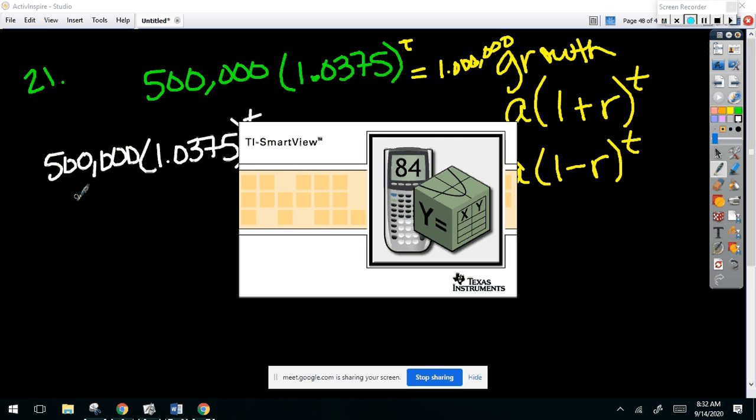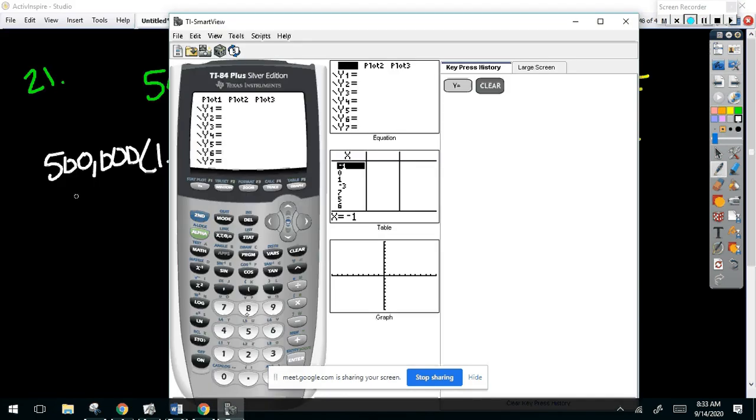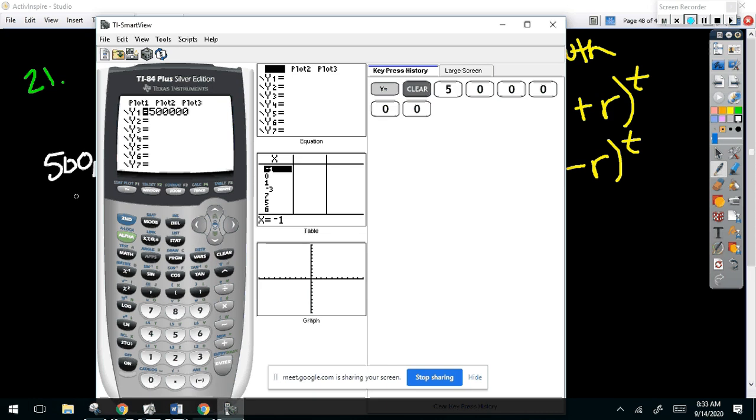Yes. I am going to put this equation in: 500,000 times 1.0375 to the x minus a million. What? No, because I don't have parentheses around it. All right, 1 million. That's 1, 2, 3. 1, 2, 3. Do I have the right number of zeros on my 500,000?